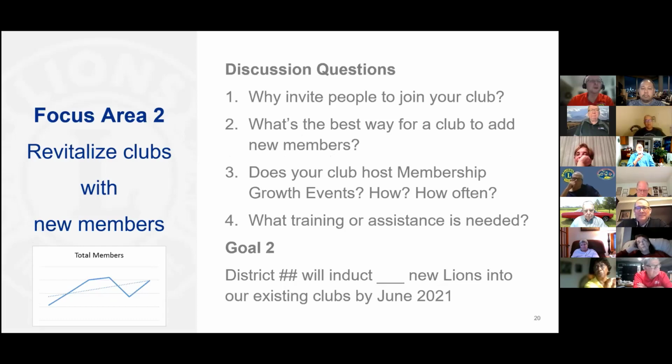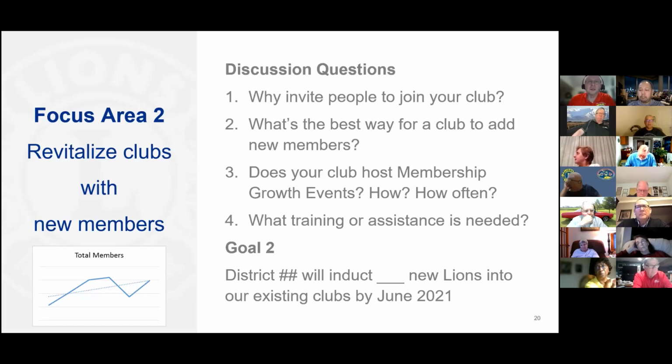And then we're going to talk about bringing members into existing clubs. Why do we invite people to join our club? Once again, when they're talking about that at their table, they are selling themselves on the concept that it's important to bring people into our clubs. What's the best way for a club to add new members? And they're going to begin to tell one another what's worked in their club. So they're teaching one another at the tables about the different things and methods that have worked.